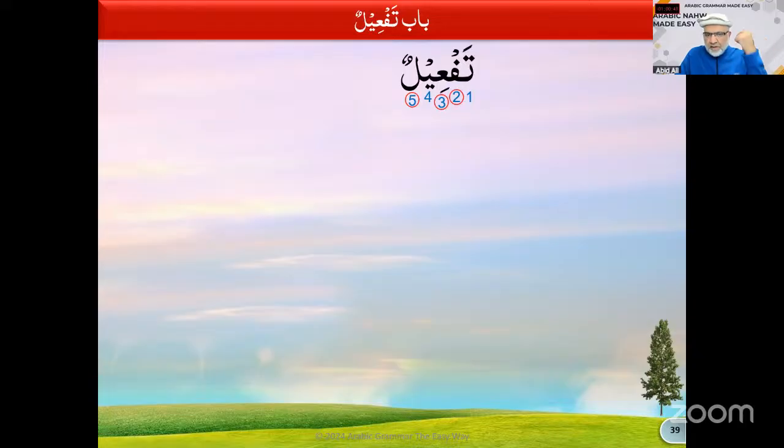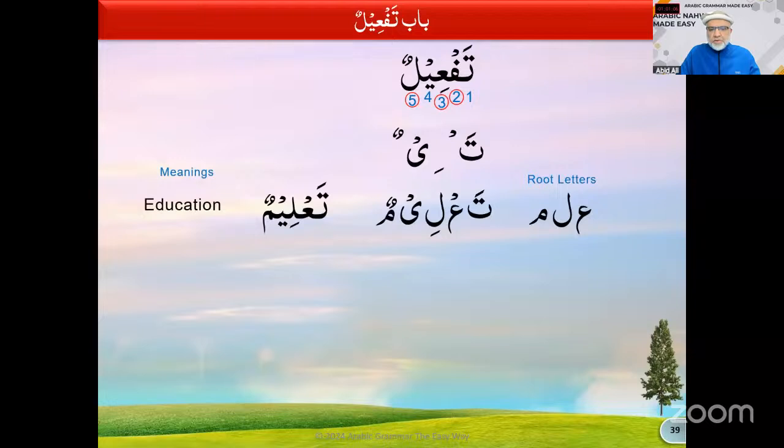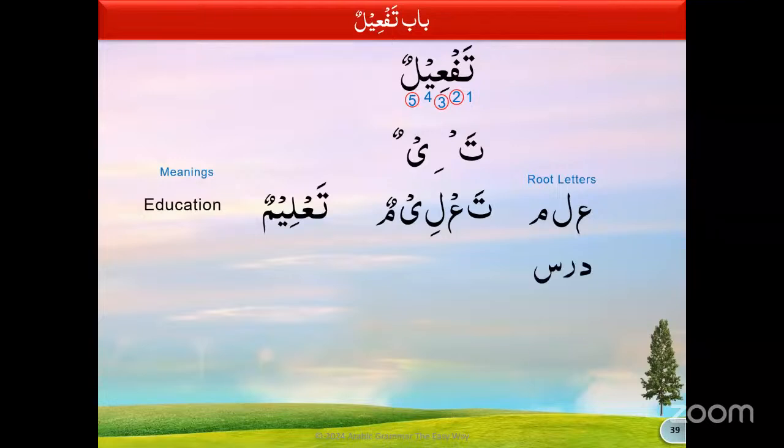Like Bab If'āl, there were 2 additional letters in the Maṣdar. Ta, and then this is the blank version of that. The additional letter is Ta, and the Ya in the middle, and the Haraka. So if you look at the words Ain, Lam, and Mim, then it will become Ta'limun. Ta'limun means education.